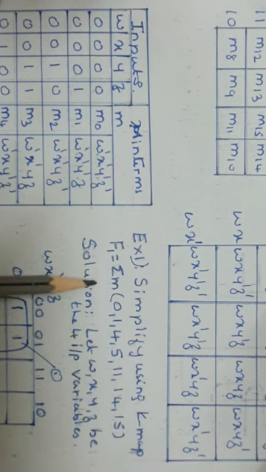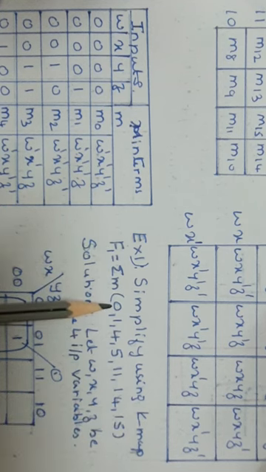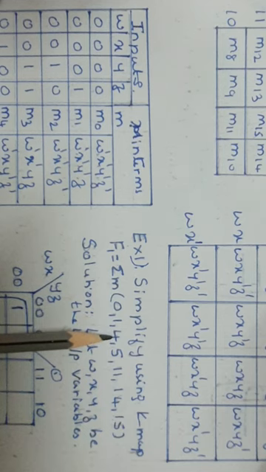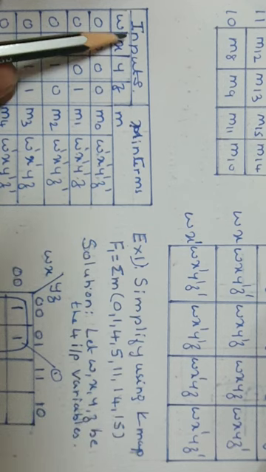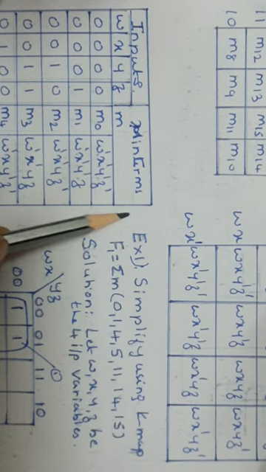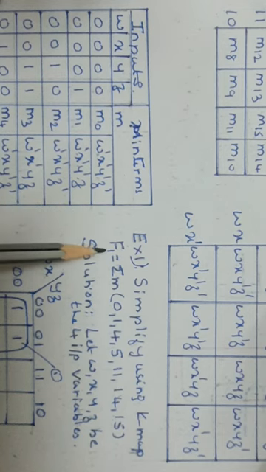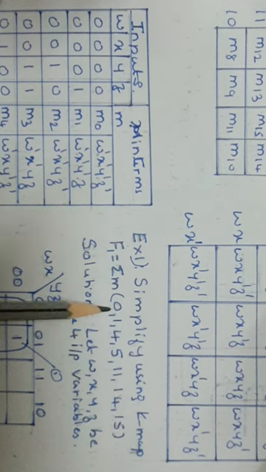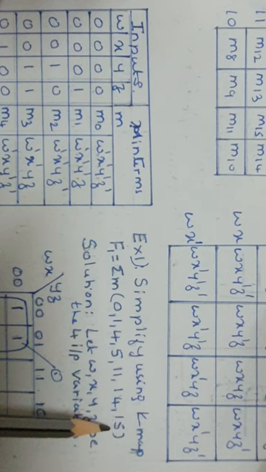Then this function will be true for all these minterms, meaning the output will be 1 for minterm 0, 1, 4, 5, 11, 14 and 15. Earlier we had listed only inputs and corresponding minterms. If we take one more column for output, then in that column, only for the minterms that are present we fill 1 and the remaining will be 0. The function is logic 1 only for those minterms in the expression.